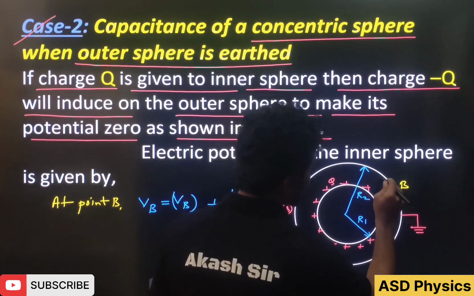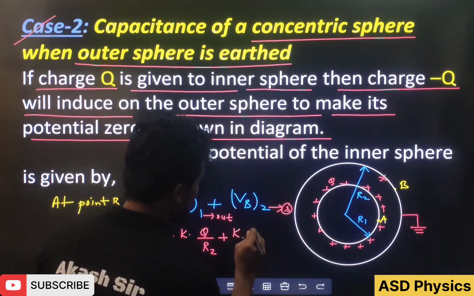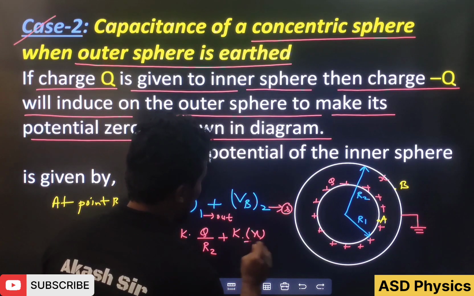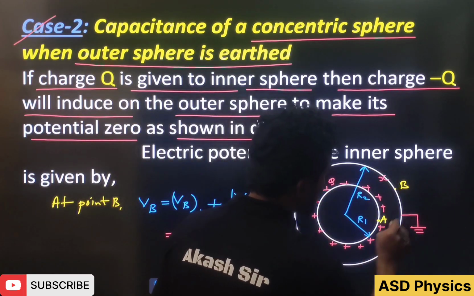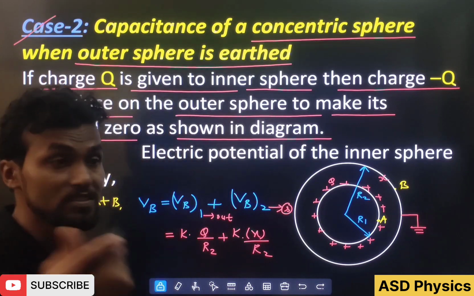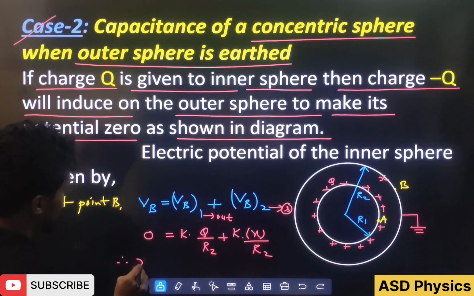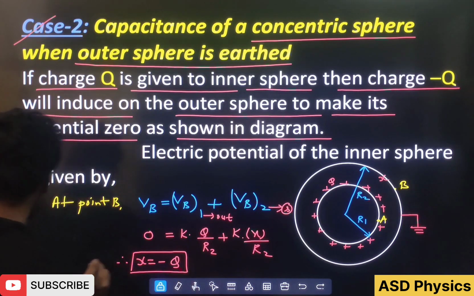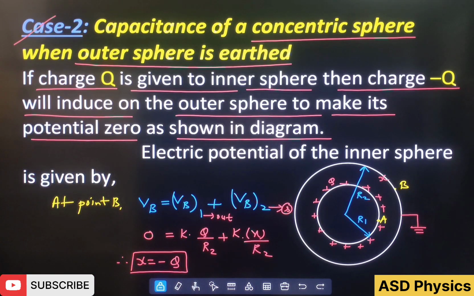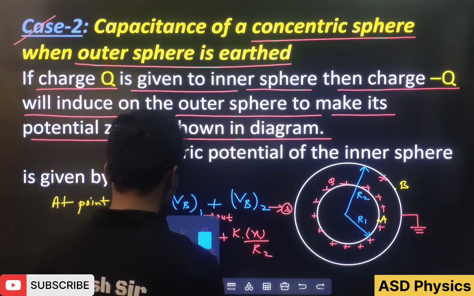Let's take X charge to come on the outer sphere, so we write K into X by R2. And you know very well, as the outer one is connected to ground, the potential is 0. So when you solve this, students, X will come minus Q. Just for you I have proved it here. This X value will come minus. Remember that.